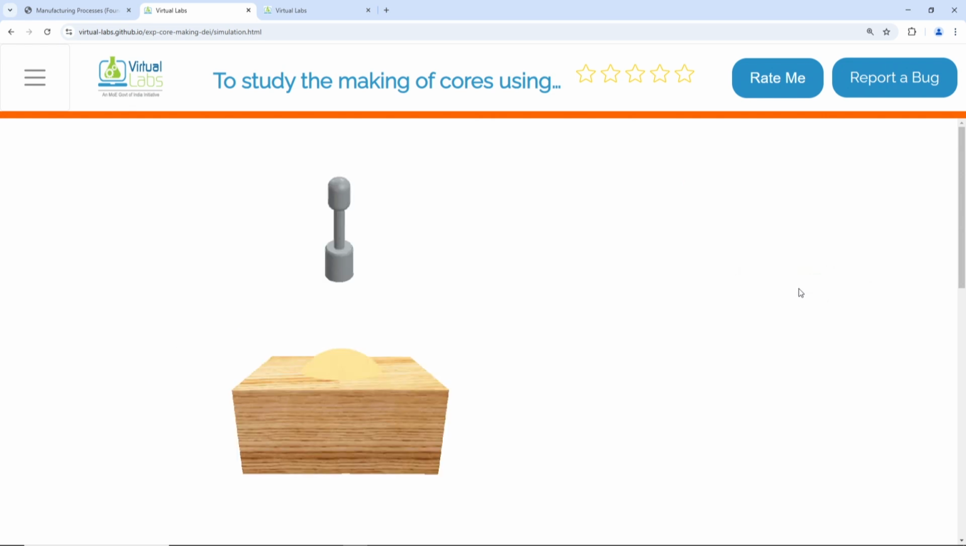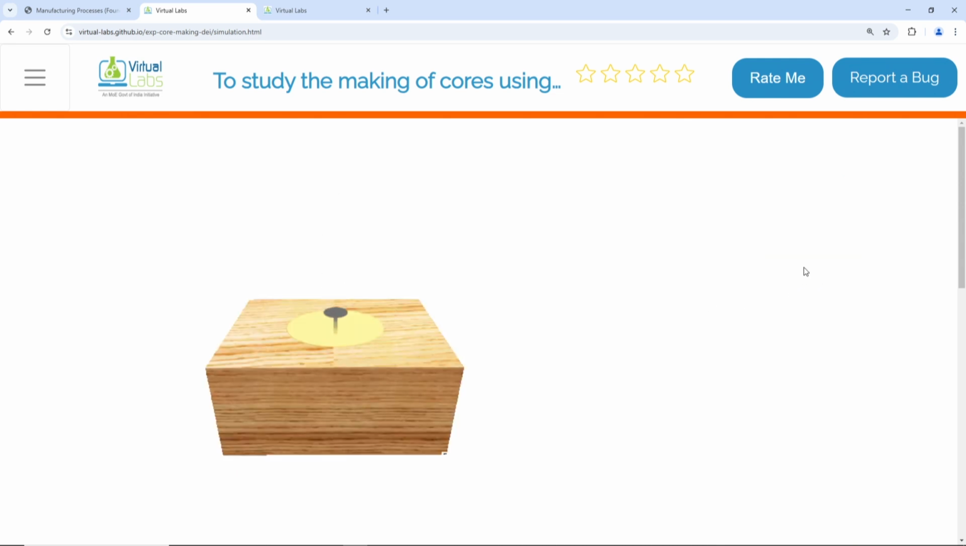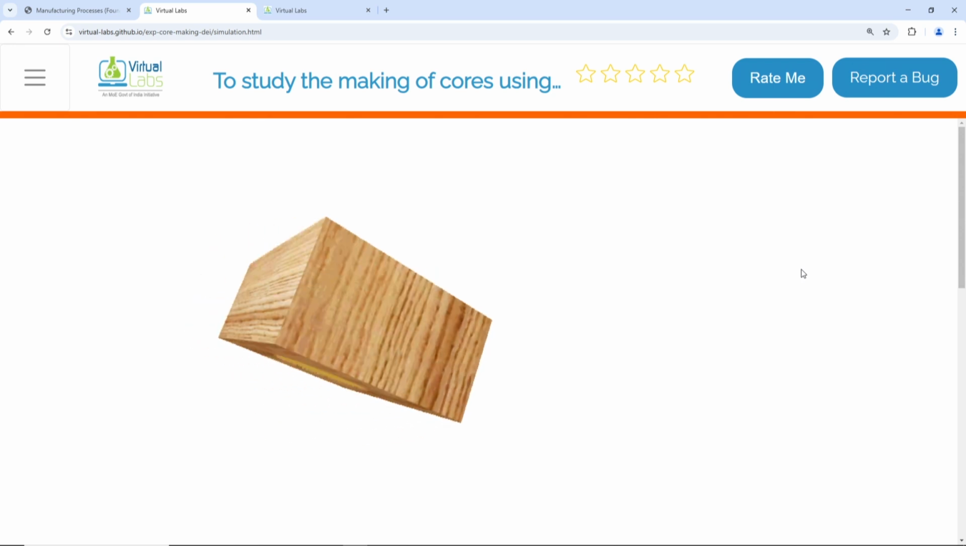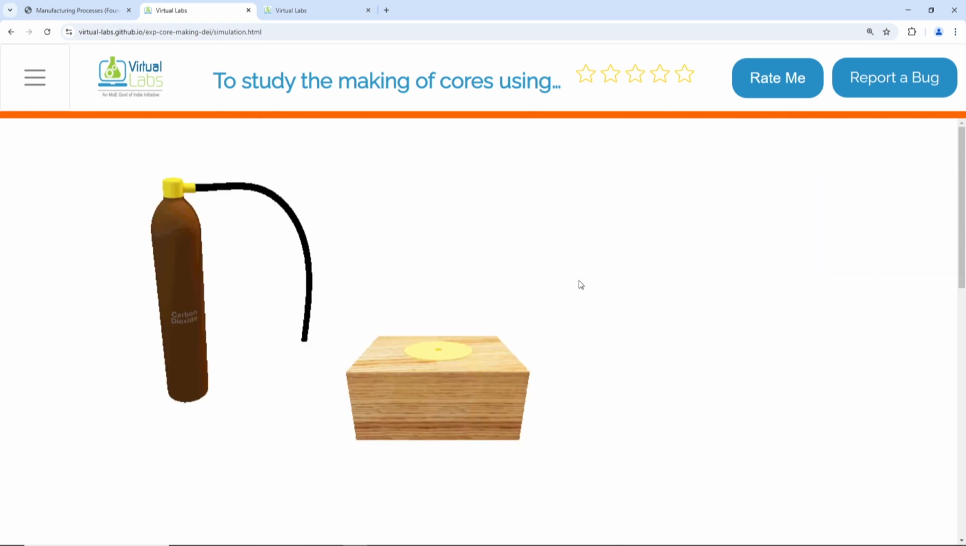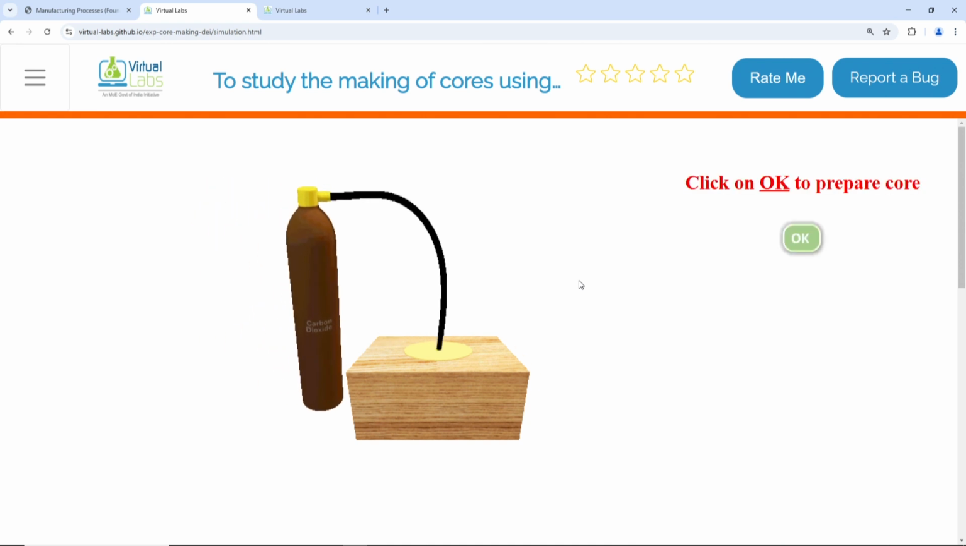Then using the rammer it is set. Using a pin we create a hole. Why is this hole created? Because we need to pump in the carbon dioxide. Next is the adding of the carbon dioxide. Why do we need to add the carbon dioxide? It cures it faster, it makes it harder. So the carbon dioxide cylinder is here. We click on the cylinder and it will pump in the carbon dioxide.